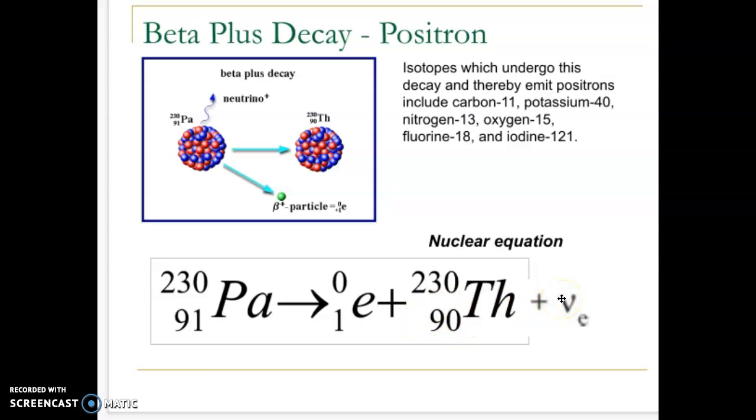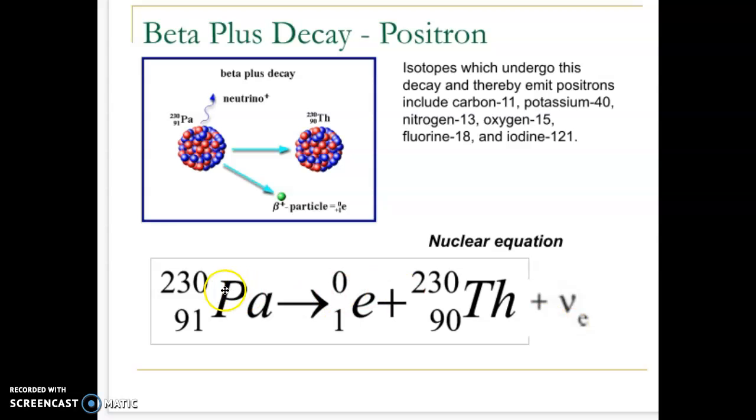And this time, what we get is a neutrino, not an antineutrino, but a neutrino. Okay, it's important that you remember that. You're going to have to learn this off by heart. Beta plus gives off a neutrino, and beta negative gives you an antineutrino. Okay, you have to learn that off by heart.